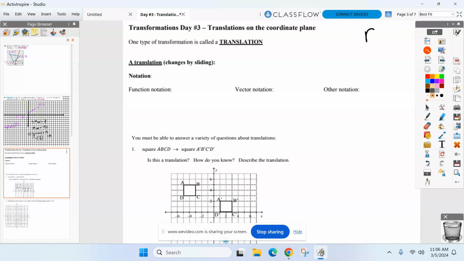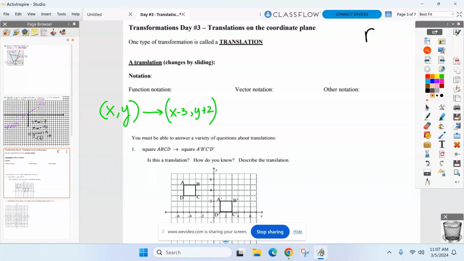Translation, though, 3 different ways I could write a translation. The first way is in function notation. Here's an example of function notation. We always started off with x comma y. All right, always. That's how function notation starts off, with x comma y. And then we're going to do the implies, the arrow that we're used to from our proofs. And then in the next set of parentheses, I'm going to tell you what's happening to every x and every y coordinate. So for example, I'm going to put -3 for the x, y plus 2 for the y's.